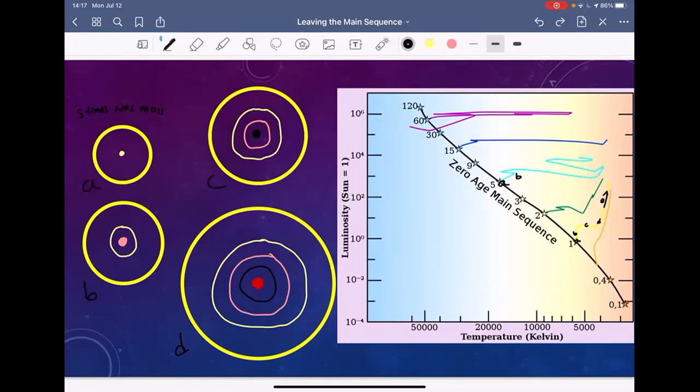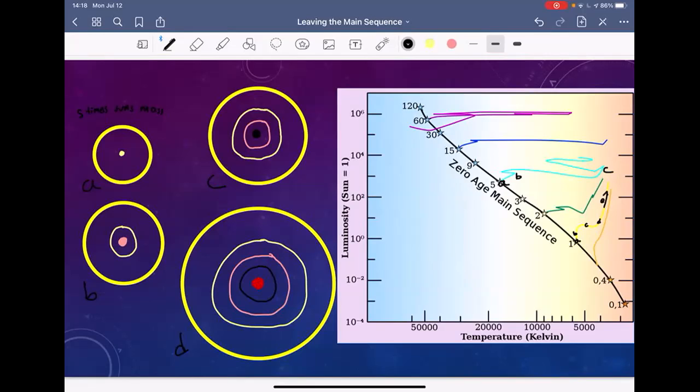And then we have C. C, the star becomes even bigger. So therefore, C is about here. Right? It becomes even bigger. That means the surface is even further away from the core, and therefore becomes much colder.